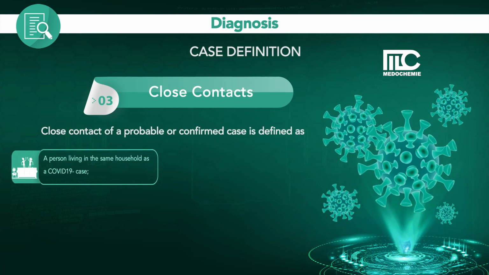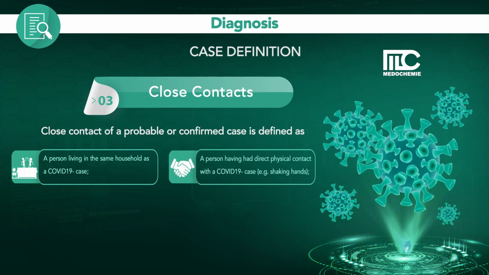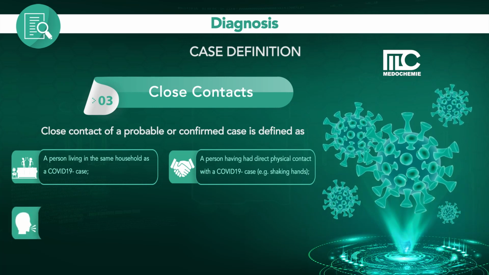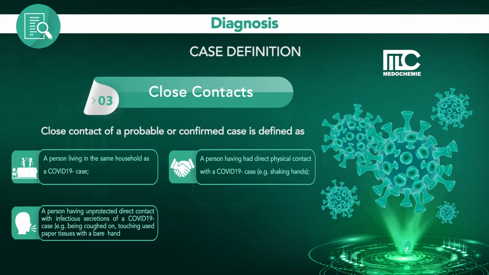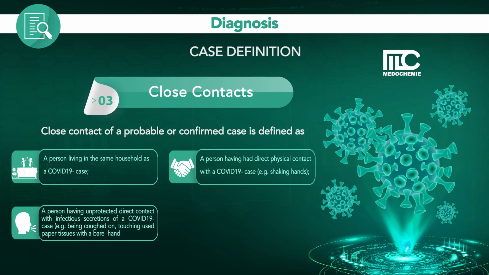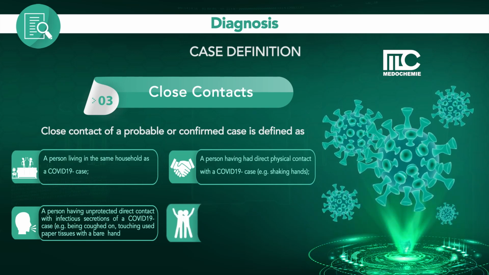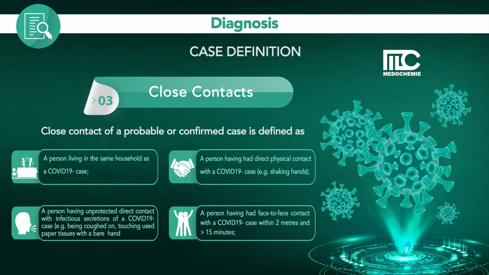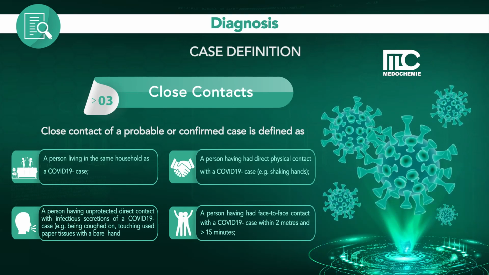Either a person living in the same household as the case. 2, a person having had direct physical contact with the case, shaking hands. 3, a person having unprotected direct contact with infectious secretion of COVID-19 case, being coughed or touching used paper tissue with a bare hand. Person having had face-to-face contact with COVID-19 case within 2 meters and 15 minutes.